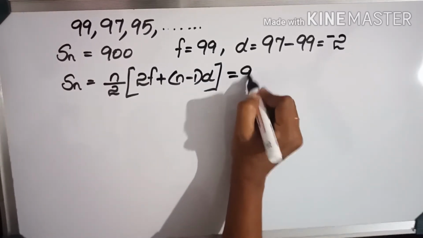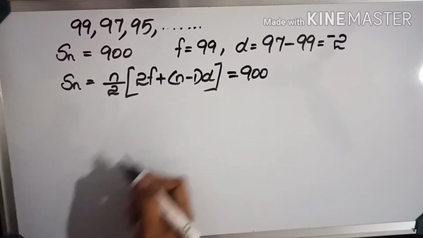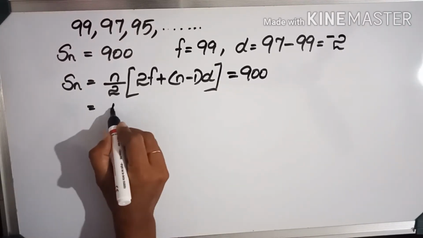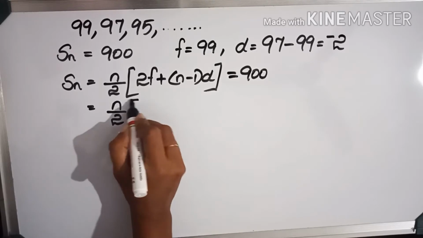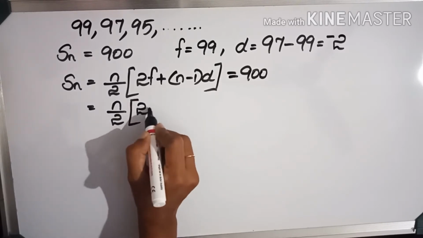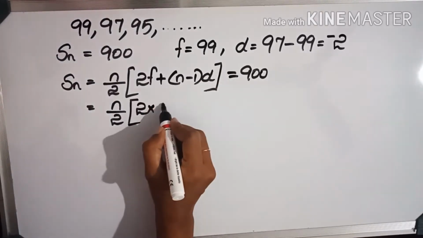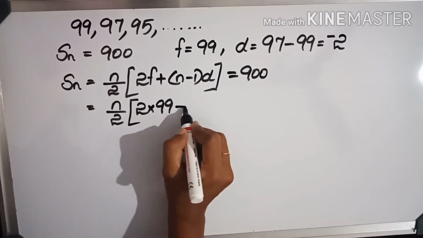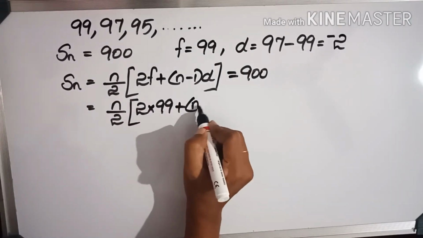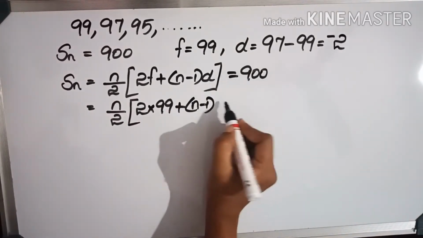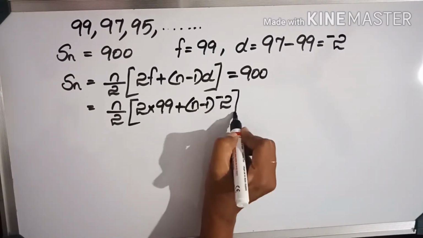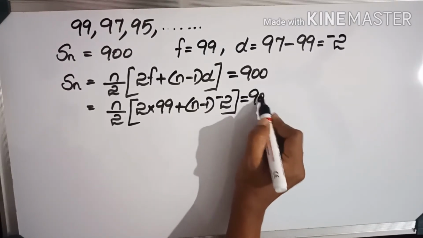Answer already given, that is 900. Okay, now let's apply the values. So here n by 2 we don't know. Now 2 into first term is 99 plus n minus 1 into common difference is minus 2 equal to 900.